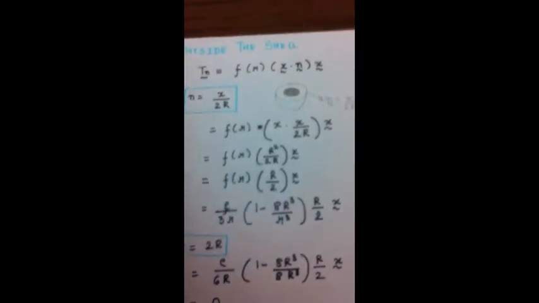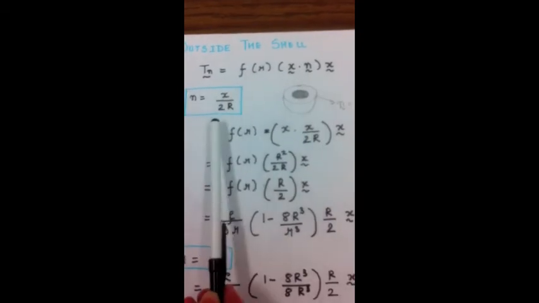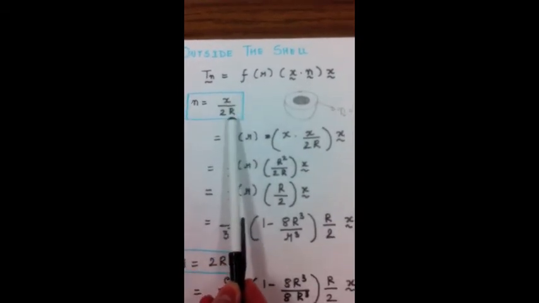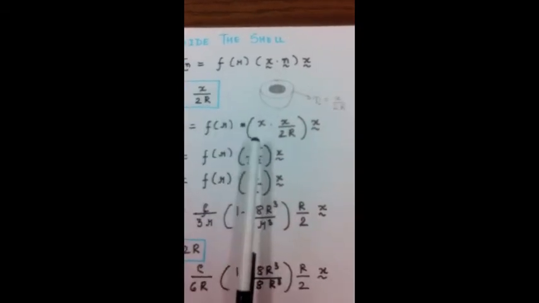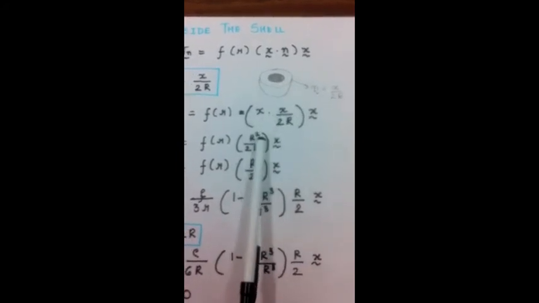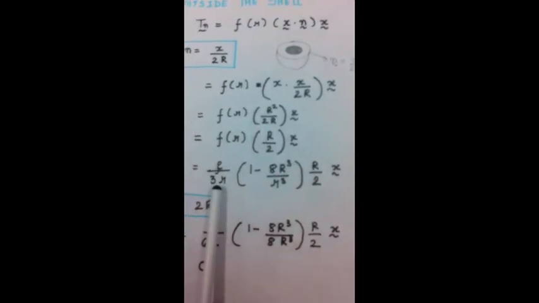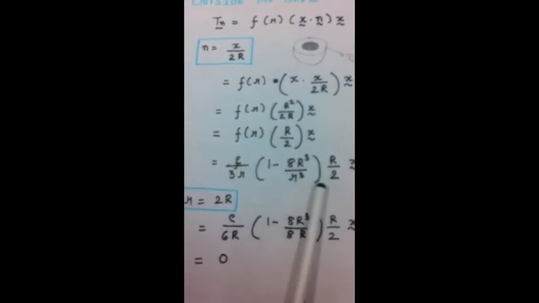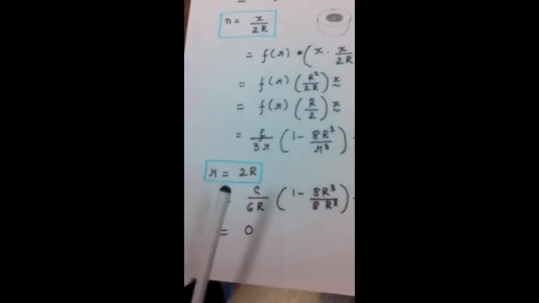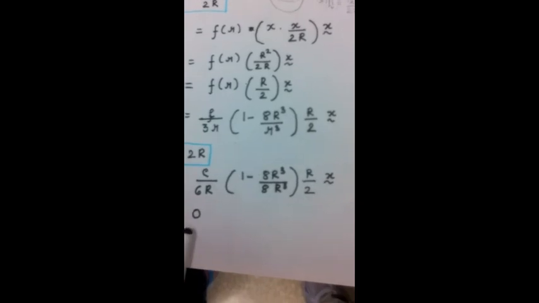Similarly, for the outside of the shell, we have our traction equation. We know that our normal vector is x divided by 2R. We substitute this in. Again, x dot x is equal to r squared. We substitute in our function f to get this equation, we know at the outside shell that r is equal to 2R. We substitute this in and get a traction of 0.